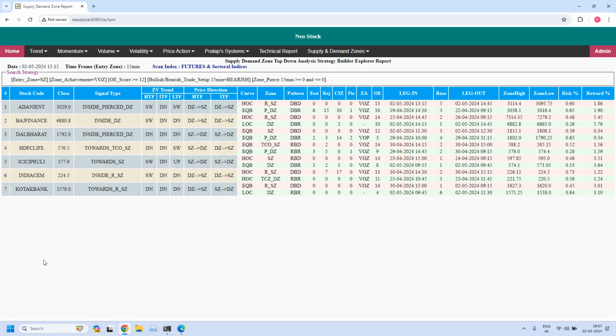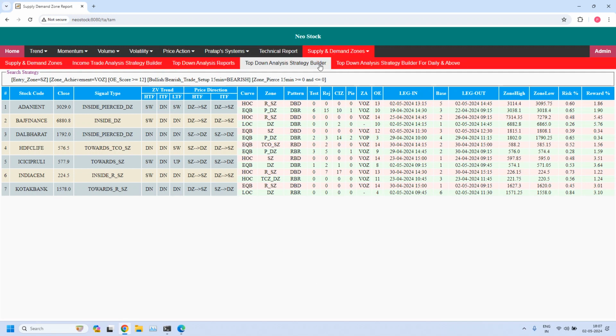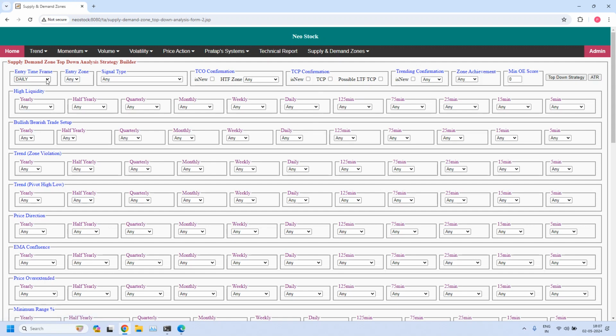Now let us generate bullish and bearish trade setups for hourly income trade. For hourly income trade, entry time frame is 5 minutes. First we will generate bullish trade setup. So entry zone is demand zone. And also in the bullish or bearish trade setup parameter, in 5 minutes, because entry time frame is 5 minutes, let us select bullish.